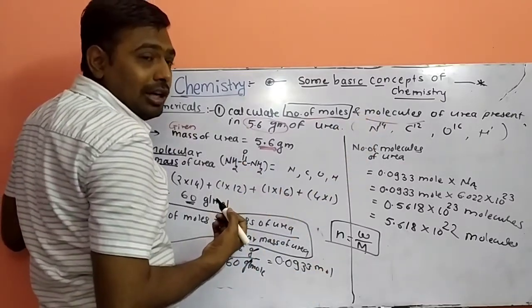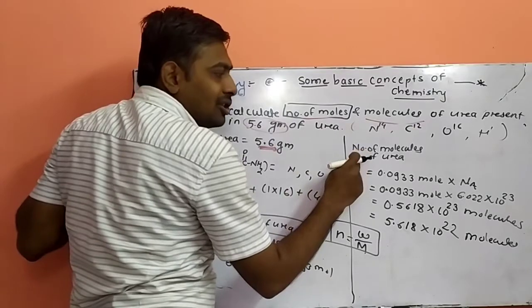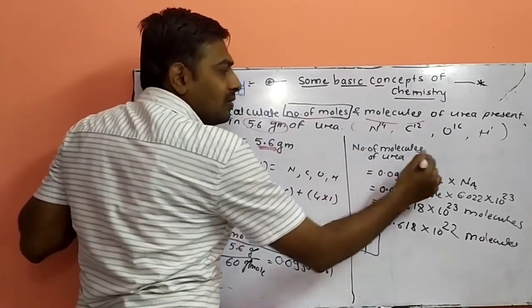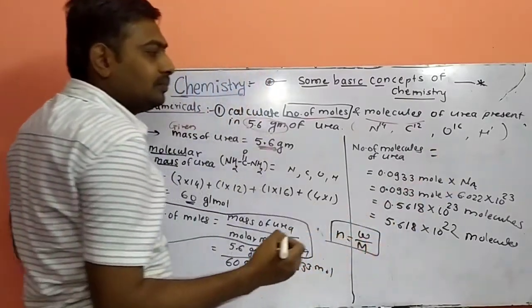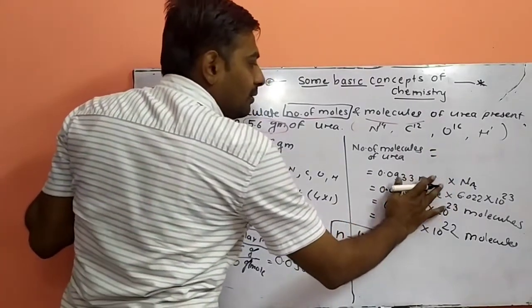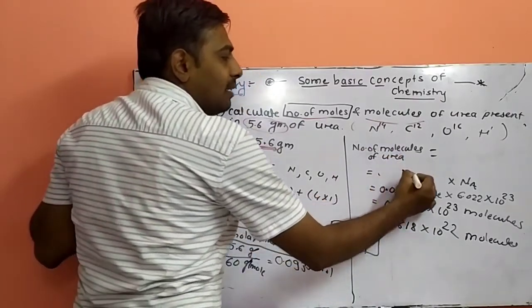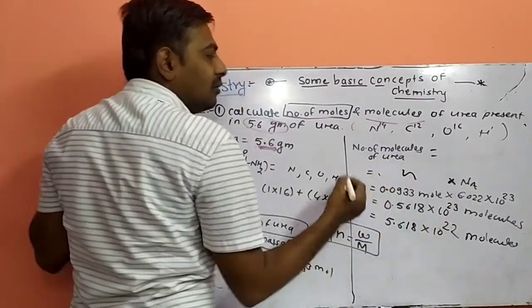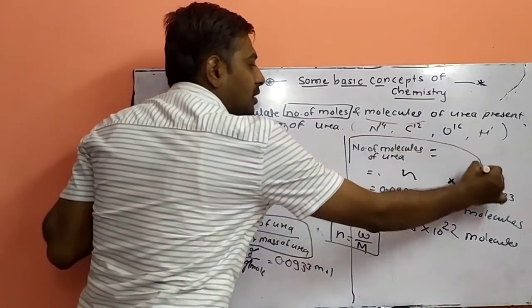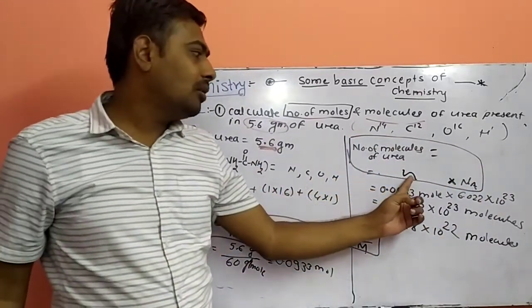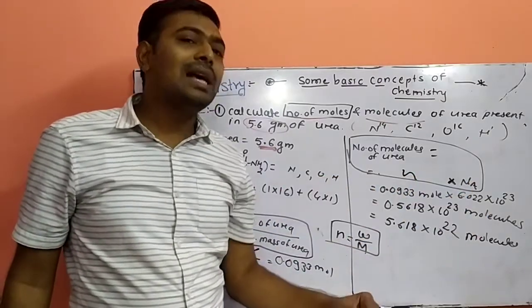Second part, calculate the number of molecules of urea. What is the formula? If the formula is not given, then write it down. Number of molecules is n multiplied by Na. What is small n? Small n is the number of moles. What is capital Na? That is Avogadro's number.